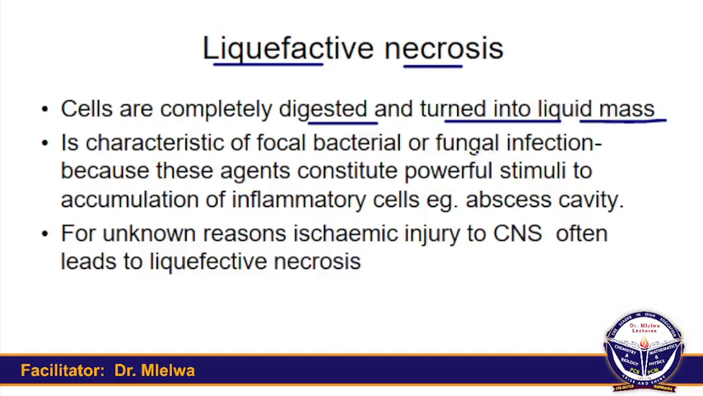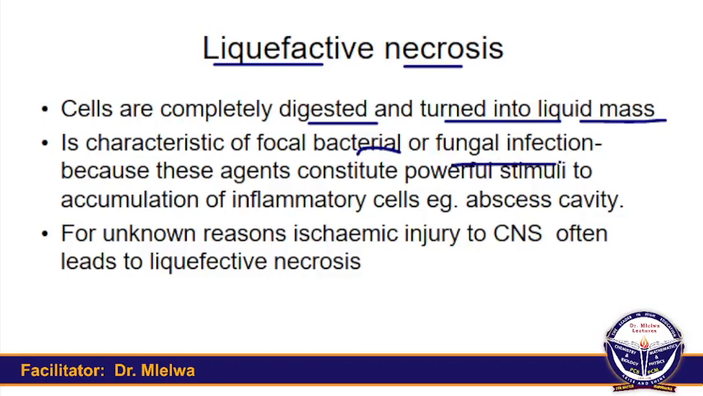Remember we said coagulative necrosis occurs in ischemic cell injury. Ischemic cell injury is caused by lack of oxygen, acid increases, and acidosis leads to denaturation of both enzymatic and structural proteins. And when proteins are denatured, the cell will die. There is nothing which can digest the cell in coagulative necrosis. But in liquefactive necrosis, it is because of bacterial or fungal infections.